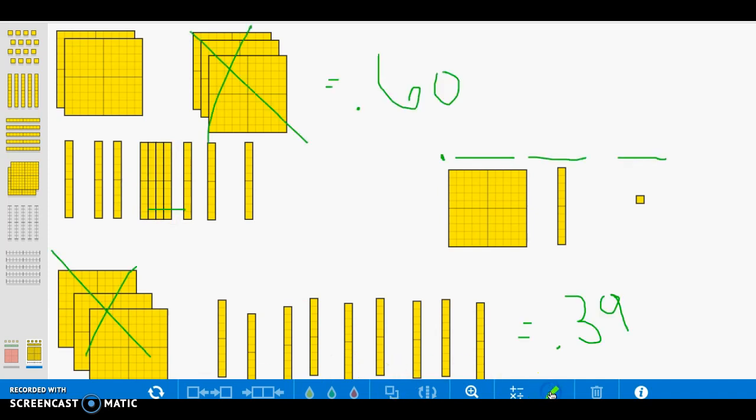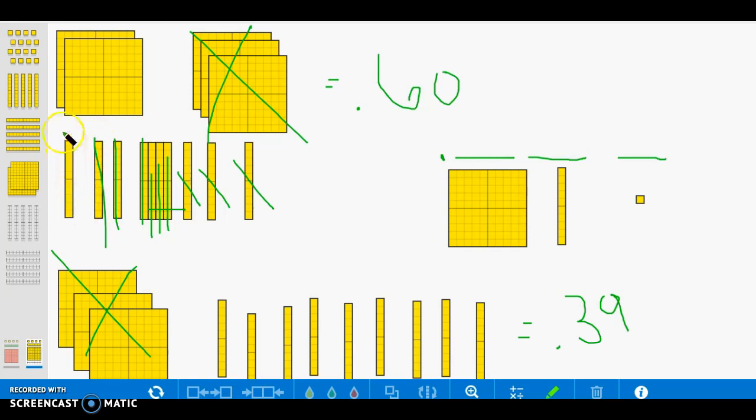So now I'm going to subtract 0.09 of these, so it's going to be this, since I have the key right here. So I'm going to do 1, 2, 3, 4, 5, 6, 7, 8, 9.